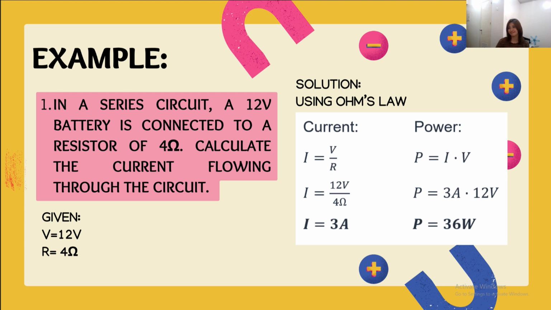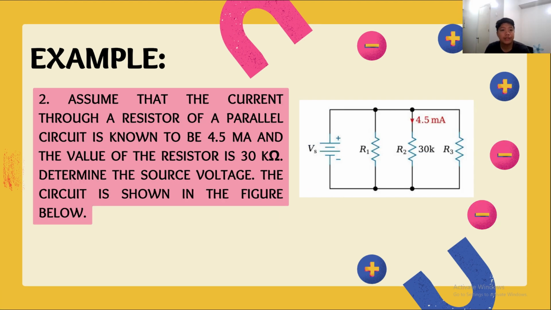Hi everyone. For example number 2 and problem number 2 for the parallel circuit, assume that the current through a resistor of a parallel circuit is known to be 4.5 ampere. And the value of the resistor is 30 ohms. Determine the source voltage. The circuit is shown in the figure below.